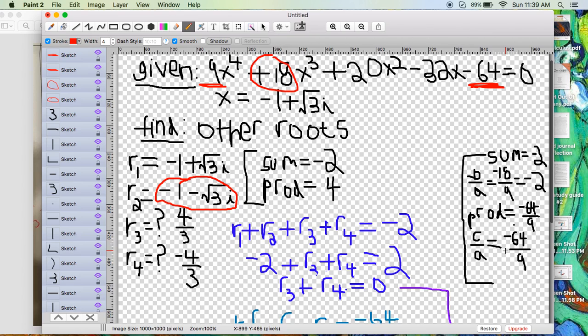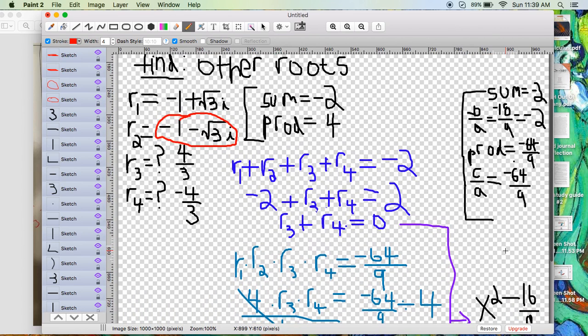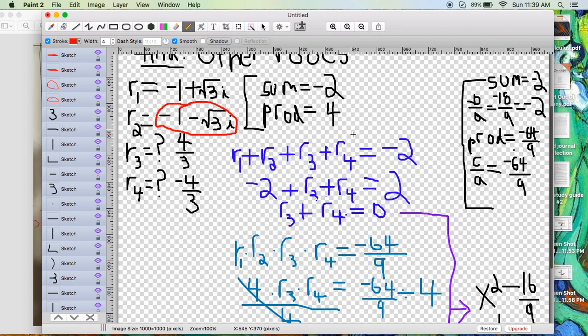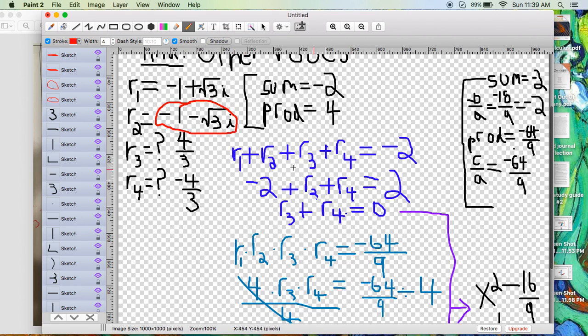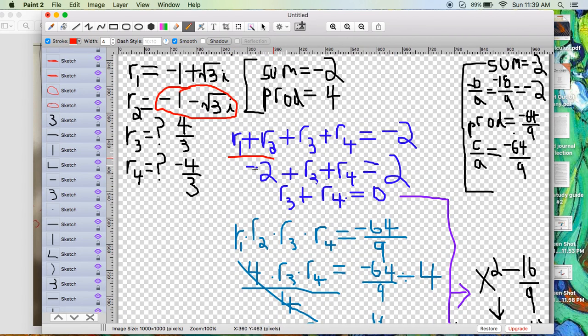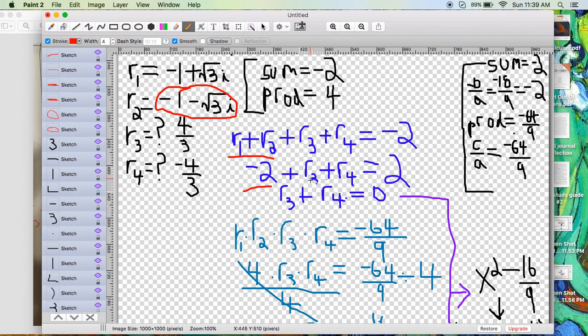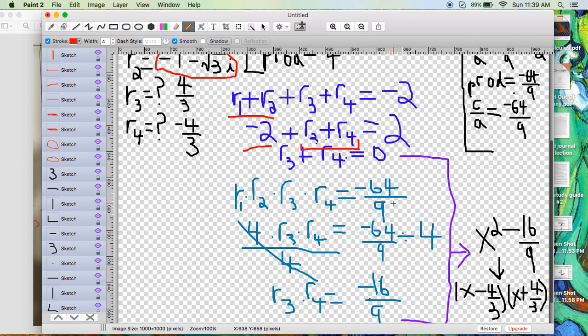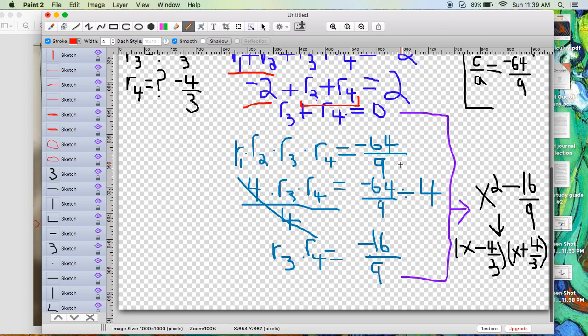Now, you know that the sum of your two roots is negative 2, and that the sum of all the roots is also negative 2. So you simply put that into an equation, because the sum of all 4 roots should be negative 2, and the sum of these two roots is also negative 2. That means that the third root and the fourth root add up to be 0. The sum of the third and fourth root is 0.